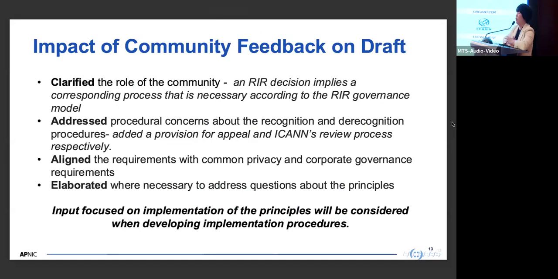Some of the impact of that community feedback was very useful to help conceptualize and put in the straw man for the revised draft governance document. First of all, there was a lot of feedback regarding the need for a clarified role of the community to address procedural concerns about the recognition and derecognition procedures. It aligned the requirements for common privacy and corporate governance requirements, and it also elaborated where there might be questions about the principles and how those would be addressed. The feedback we received from the community for the core principles really helped to shape how we would look at the revision of the draft governance document.